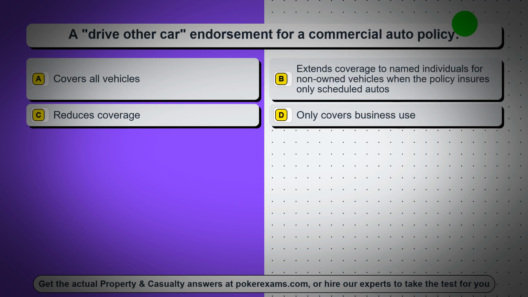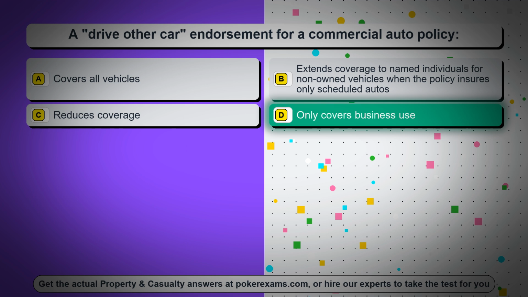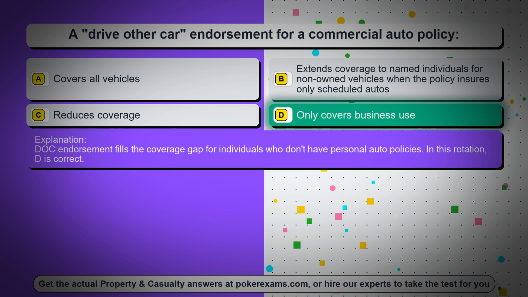Question 63. A drive other car endorsement for a commercial auto policy: Option A, covers all vehicles. Option B, extends coverage to named individuals for non-owned vehicles when the policy insures only scheduled autos. Option C, reduces coverage. Option D, only covers business use. The correct answer is option D, only covers business use. DOC endorsement fills the coverage gap for individuals who don't have personal auto policies. In this rotation, D is correct.